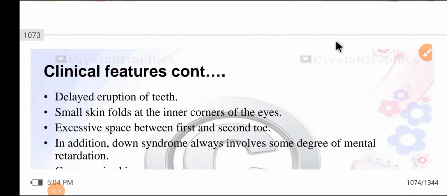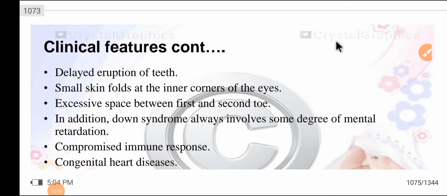Clinical features: delayed eruption of teeth, small skin folds at the inner corners of the eyes, excessive space between the first and second toe. In addition, Down syndrome always involves some degree of mental retardation, compromised immune response, and congenital heart diseases.